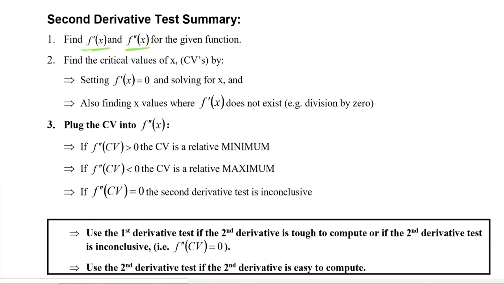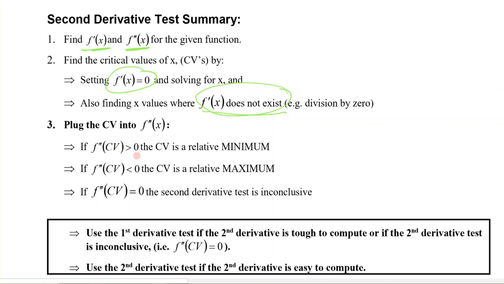And find the critical value. For critical values, we set the first derivative equal to 0 and solve for x, or we also find the values where the first derivative does not exist. And then we plug those critical values into the second derivative function, and we look at the sign.